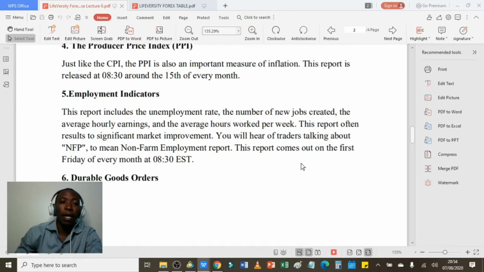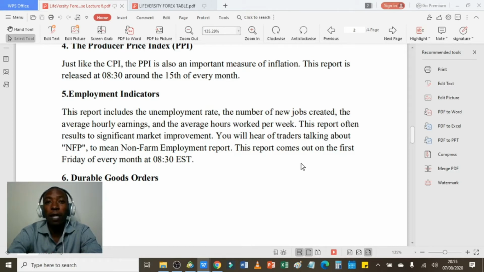Number five, employment indicators. This report includes the unemployment rate, the number of new jobs created, the average hourly earnings, and the average hours worked per week. This report often results in significant market movement. You will hear traders talking about NFP, or the non-farm payroll report. This report comes out on the first Friday of every month at around 8:30. You can see 8:30 a.m.